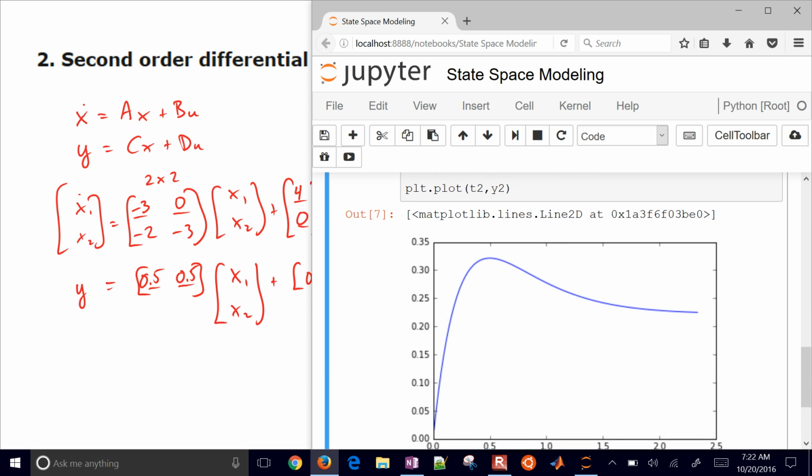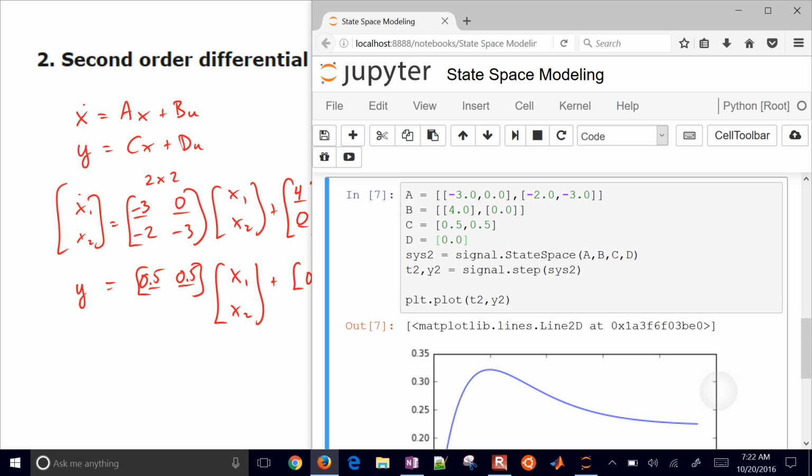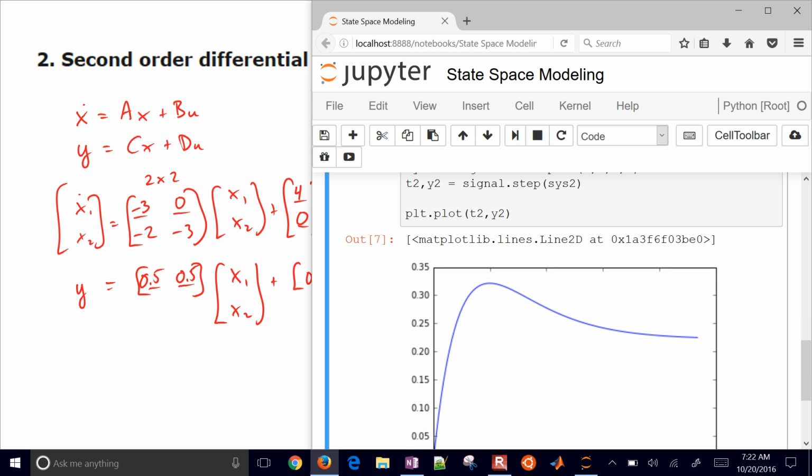Okay, so here is the step response right here. I had this A, B, C, D matrix, and then I just calculated a step response here. Okay, let's go on to the next one now.